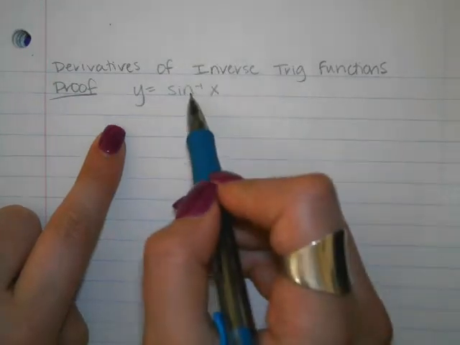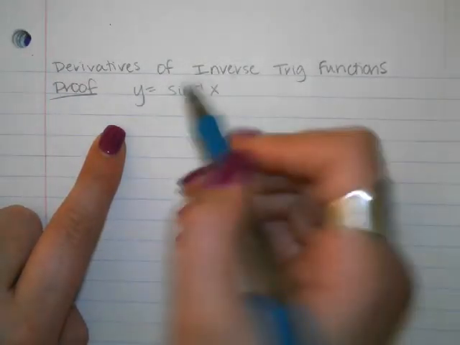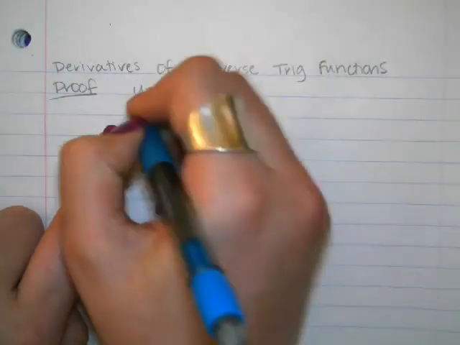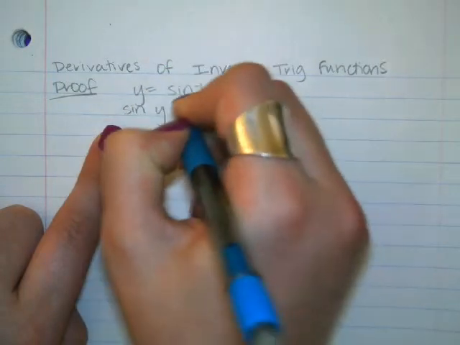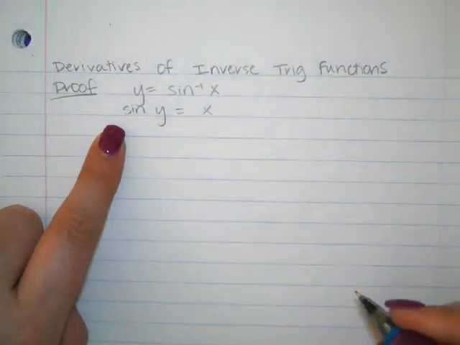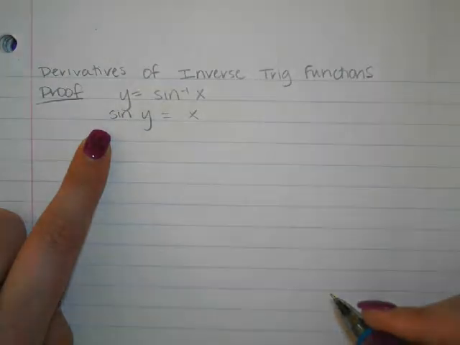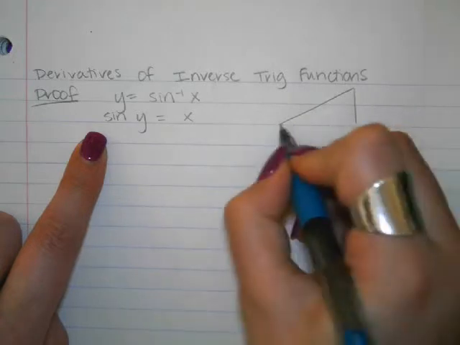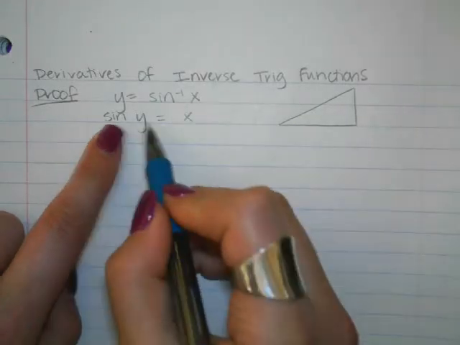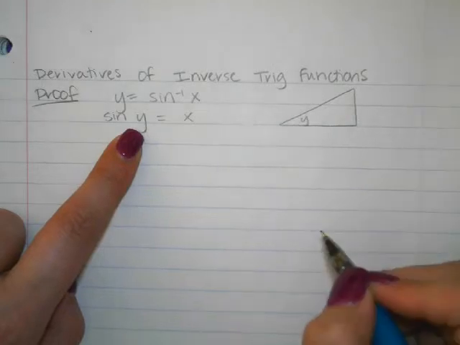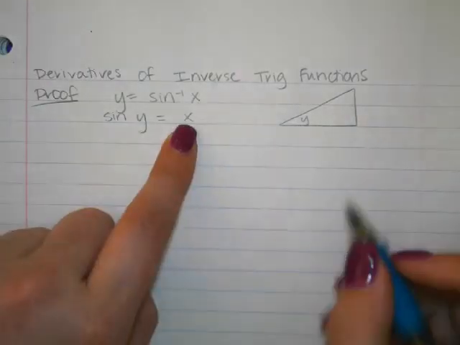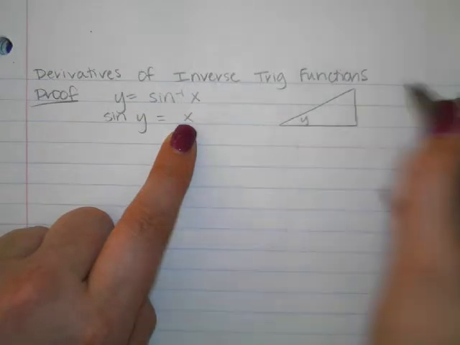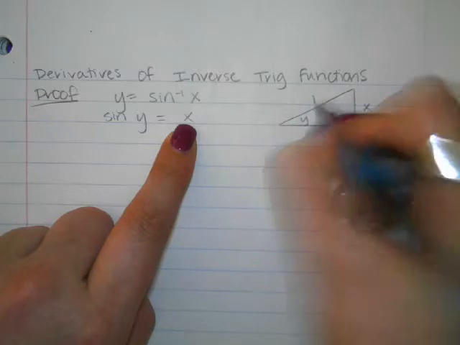Okay, so here's the alternate way to do it. In this way, we're going to get rid of the inverse part. So to undo sine inverse, I have to do sine on each side. So I'm going to say sine y equals x. And then what I do from here is I actually draw a triangle. I'm going to draw a right triangle and remember SOHCAHTOA. So it says sine of angle y, so here's my angle y, equals x. That means x is opposite over hypotenuse, so my opposite side is x and my hypotenuse must be 1.